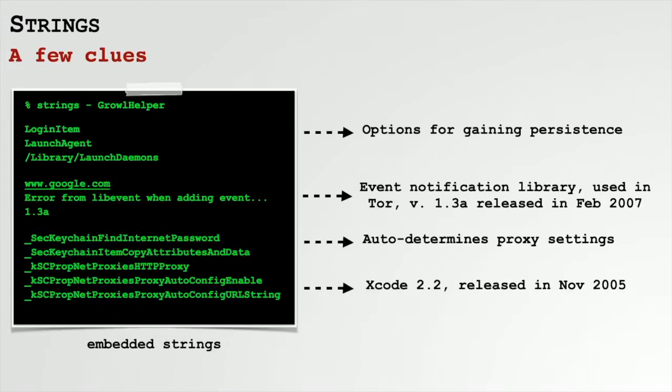The next three, Google libevent and 1.3.a, I thought was really interesting because libevent is an event notification library that's also used in Tor, and version 1.3a was released in February of 2007. Now, Tor was open sourced in 2002 and developed by the US Naval Research Lab. libevent was developed by some of the same people.